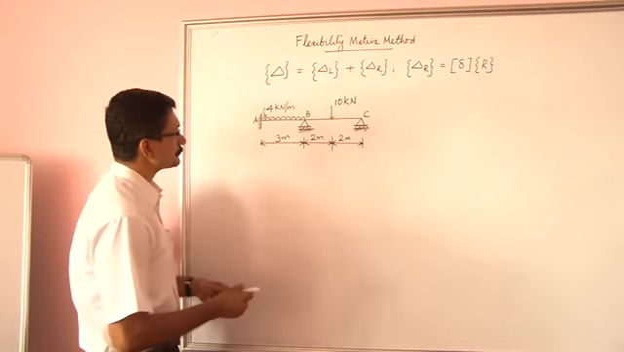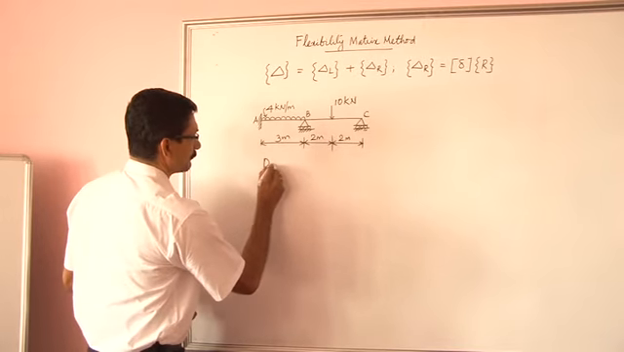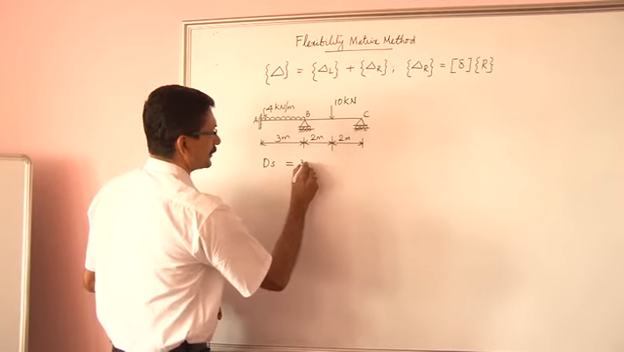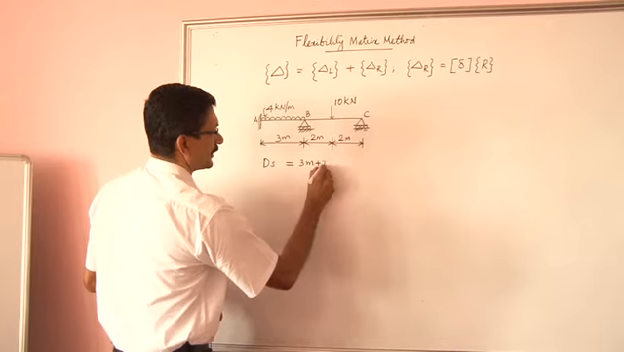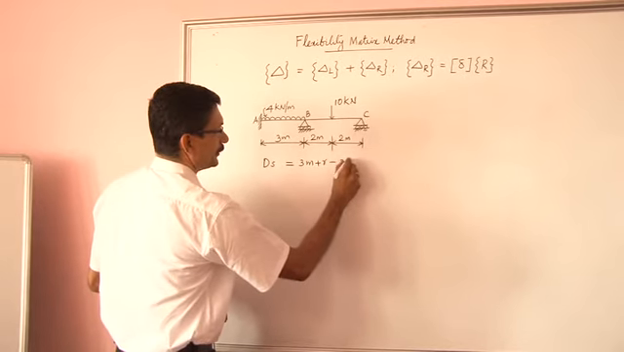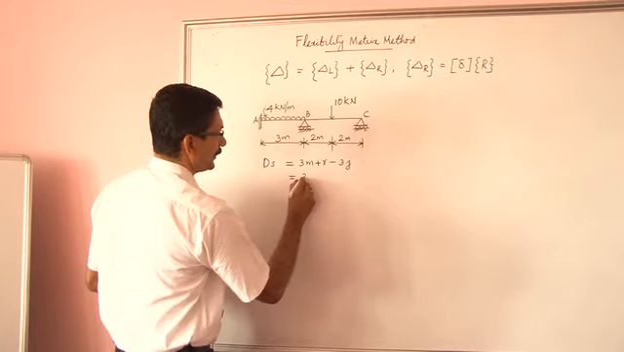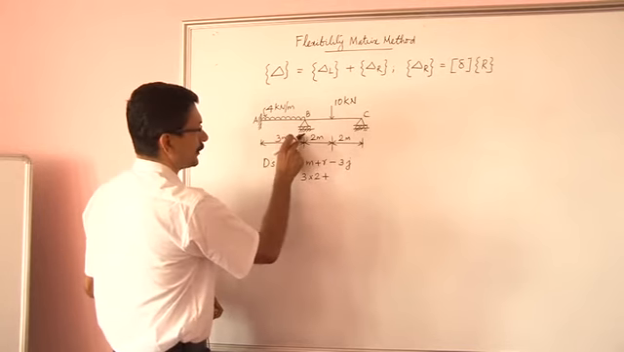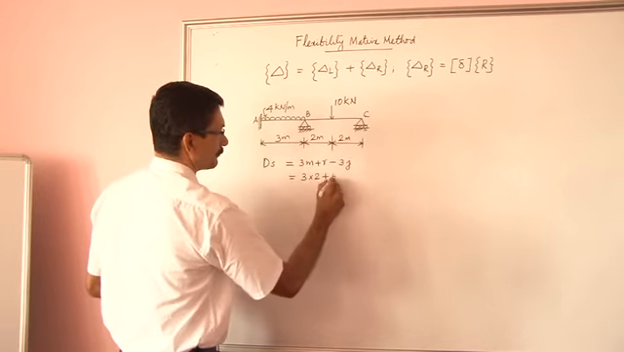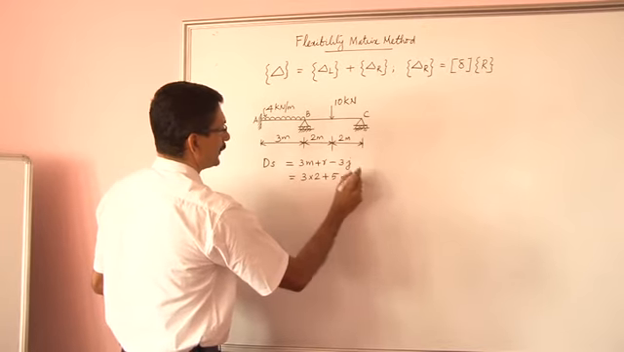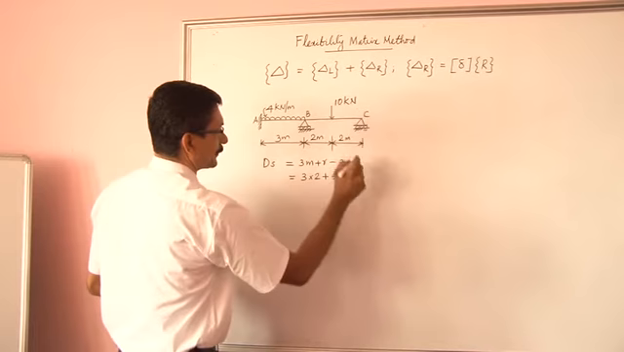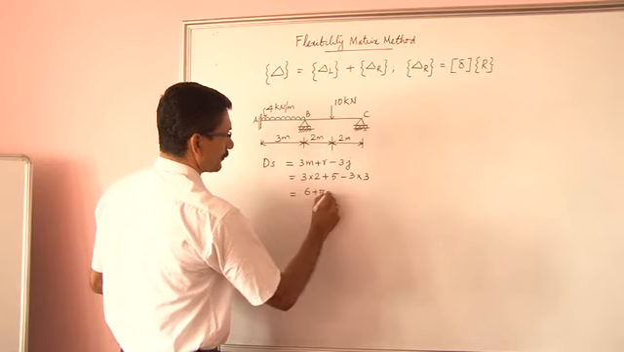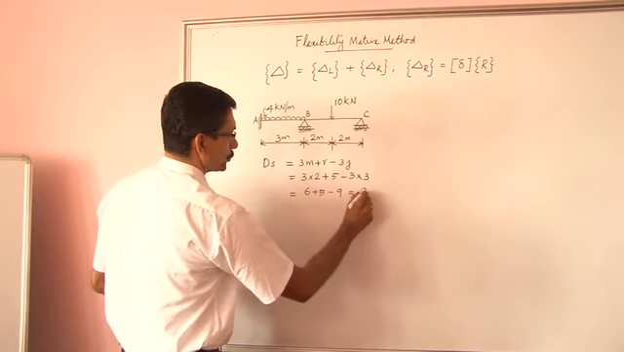DS for this structure will be equal to 3 times the number of members plus the number of reactions minus 3 times the number of joints. That is equal to 3 into 2, as there are just 2 members in the structure, plus the number of reactions, 3 plus 1 plus 1, that is 5, minus 3 into the number of joints, which is 1, 2, 3. This is 6 plus 5 minus 9, equal to 2.